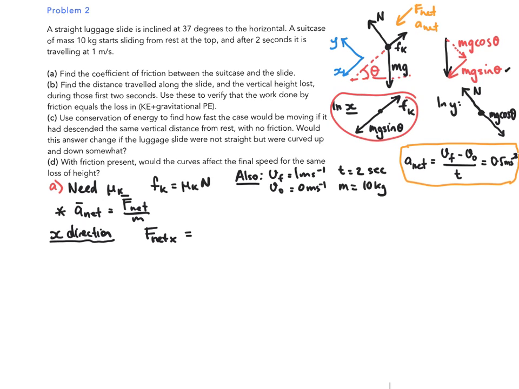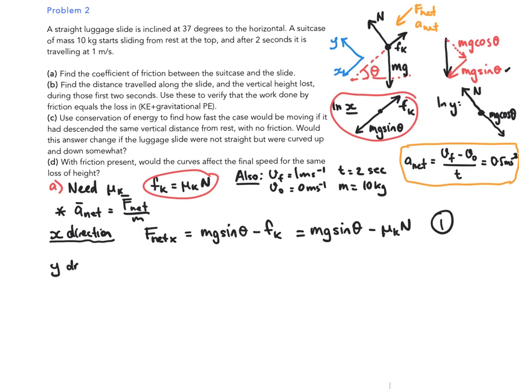we can see that the net force acting on that in the x direction, mg sine theta, is going to be positive, so we get mg sine theta. And then Fk is acting back the other way, so that's going to be a minus sign. So we have an equation there that we can use, but we can also change that to contain the mu k that we're looking for: mg sine theta minus mu k n. That's equation 1. We still need another equation, and we can use the other direction to get that.